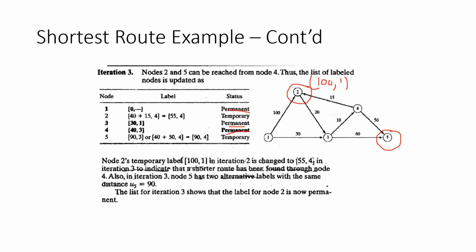or coming from 4 instead of 1, it will be, what was the label on node 4? The label on node 4 is 40. So 40 plus this 15 will be 55, comma, coming from node 4.